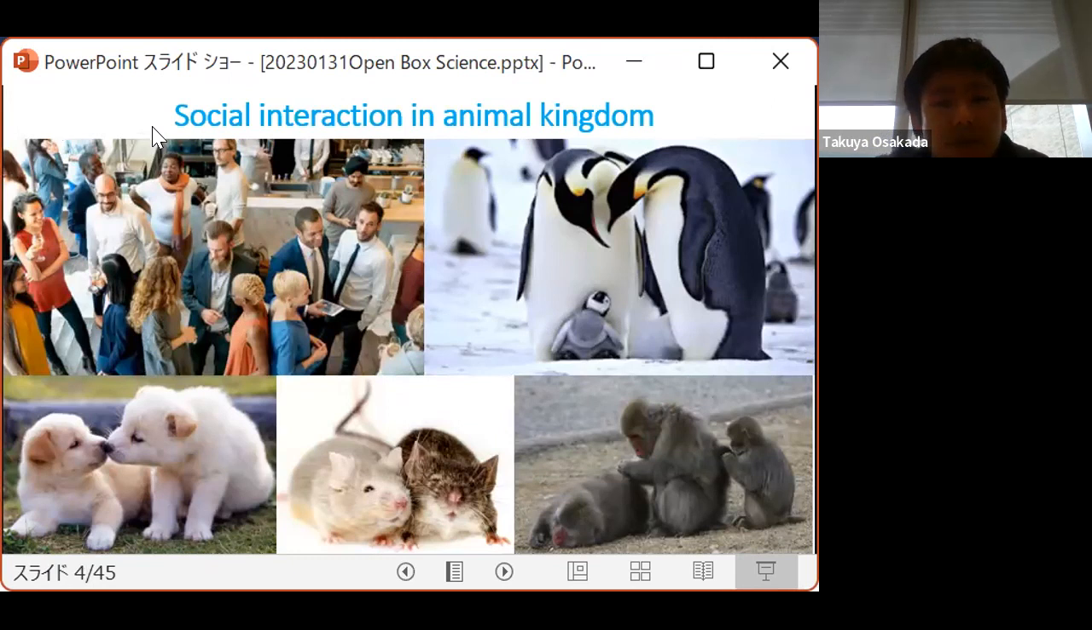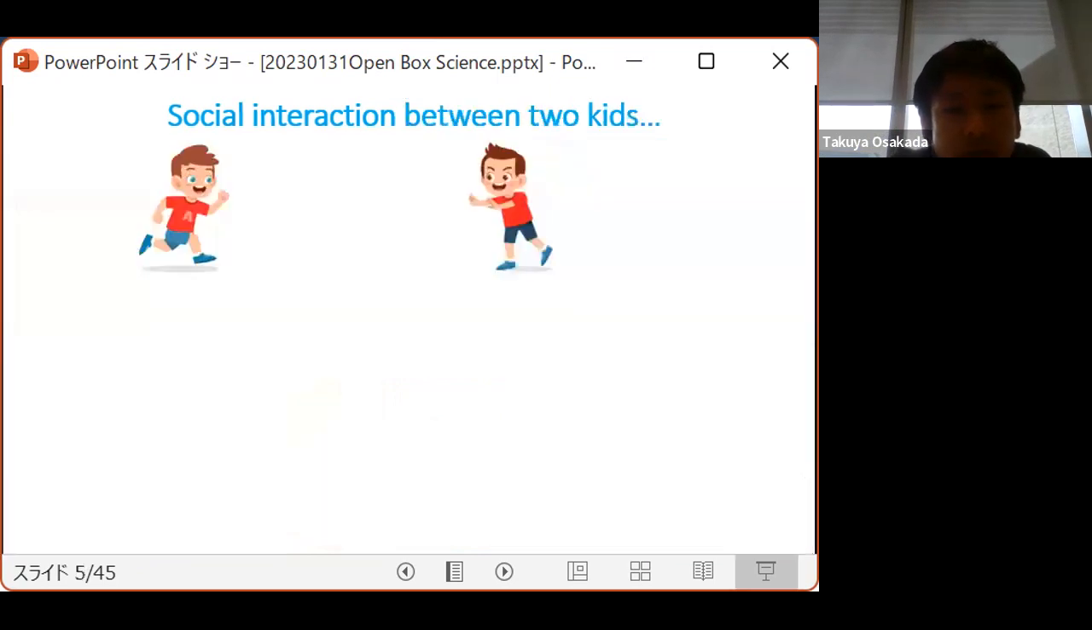So in the animal kingdom, as you know, there are many kinds of social interaction among species, not only human social gatherings, but also interaction between parents and kids, for example, the penguins at the top right. And there are also lovely interactions in dogs, mice, or monkeys here. Anyhow, social interaction is essential for us to live our daily life smoothly.